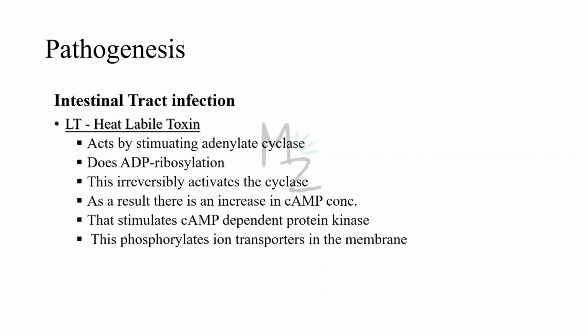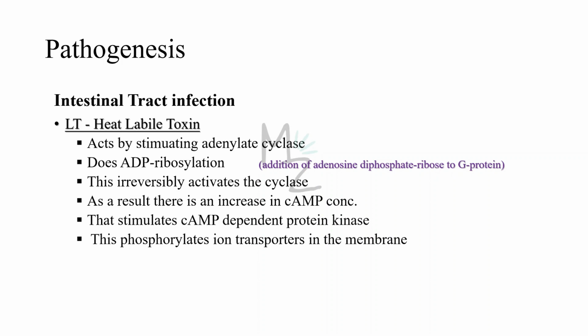Let's talk about the heat labile toxin first. It acts by stimulating adenylate cyclase. Its action is similar to the cholera toxin. It acts by catalyzing the addition of adenosine diphosphate ribose, a process called ADP ribosylation, to the G protein that stimulates the cyclase. This irreversibly activates the cyclase, that's the enzyme.